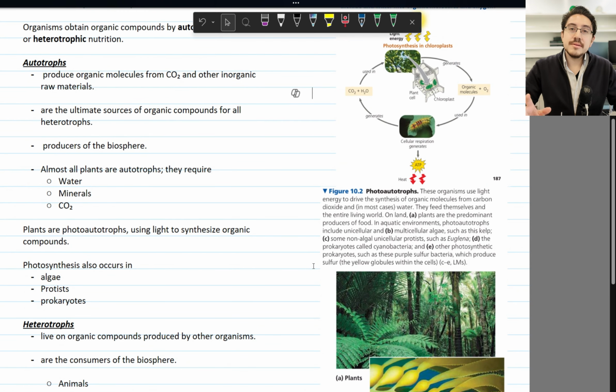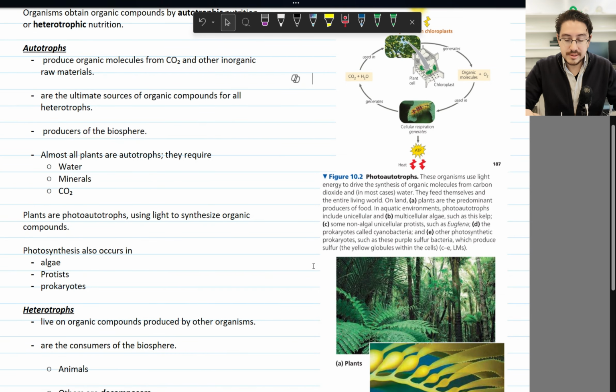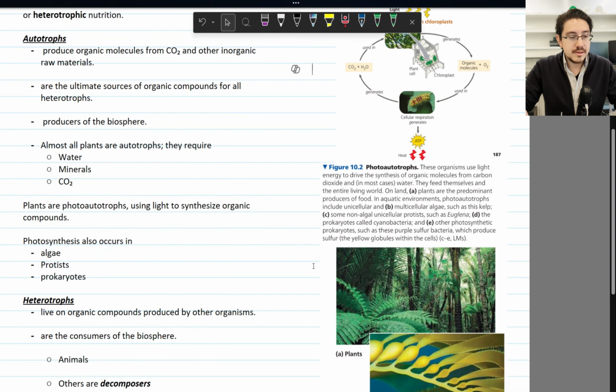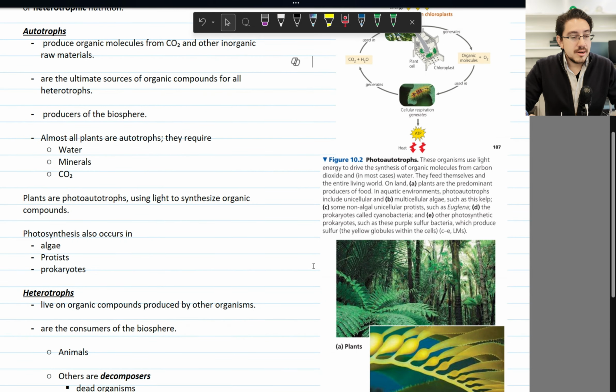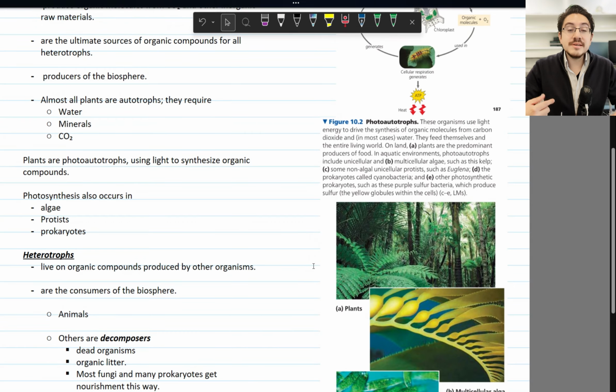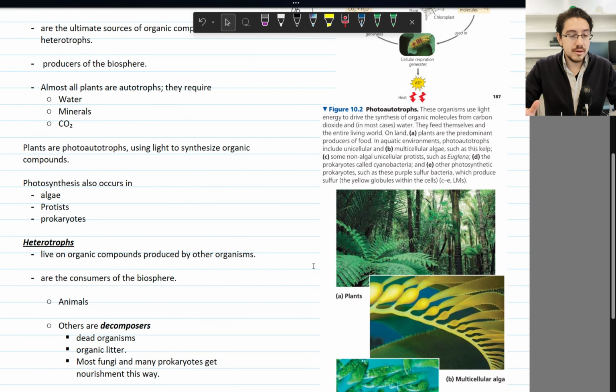And ultimately, they're the source of organic compounds for all heterotrophs. They are, in a common sense, the producers of the biosphere, as we know them commonly, right? Almost all plants are autotrophs. They require water, some minerals, and carbon dioxide. More specifically, even from the word autotroph, plants are photoautotrophs, so they use light to synthesize organic compounds.